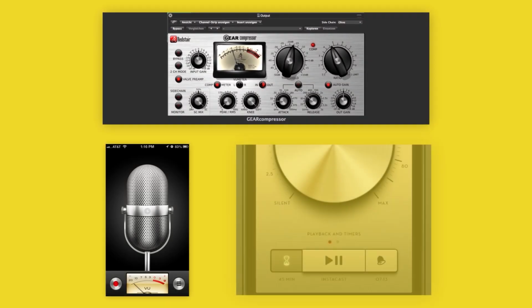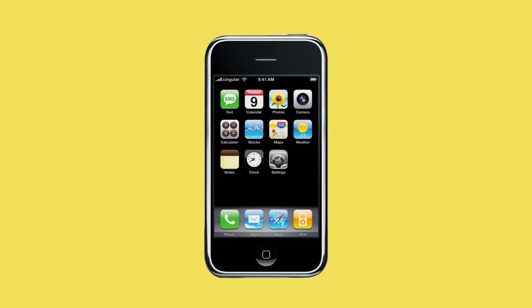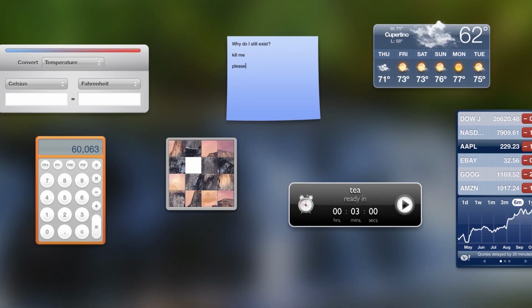Skeuomorphism as a design language was heavily influenced by real-world objects and textures and successfully presented by Apple on the first few versions of iOS and macOS systems. It helped users to readily understand what they were looking at with icons that were familiar and actions that were clearly defined.